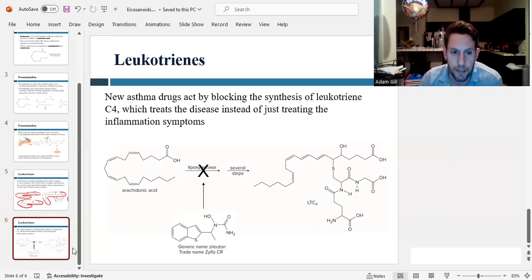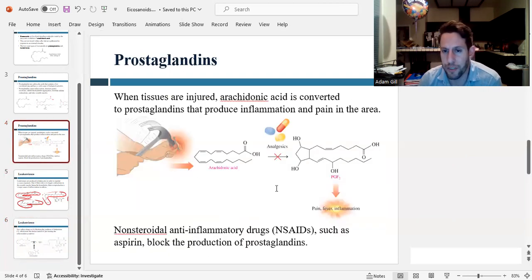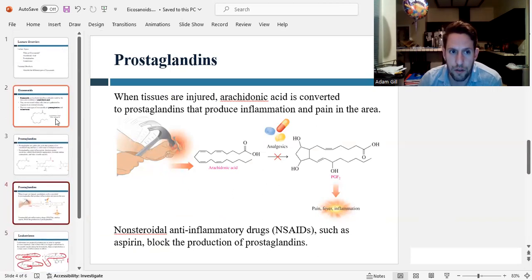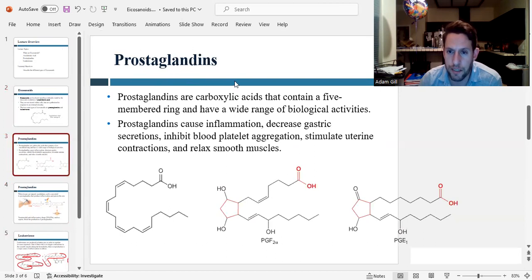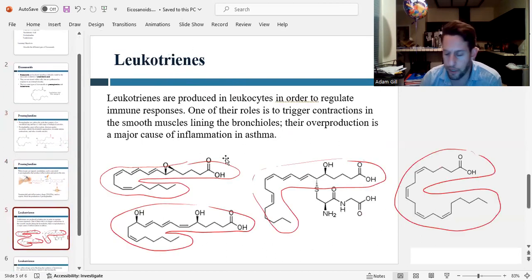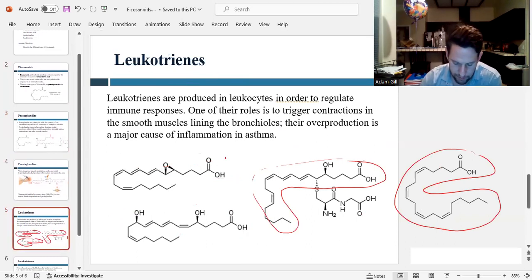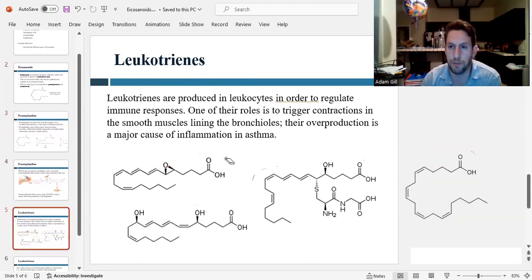So you don't need to know about the drugs. That was just some interesting examples for you. What you do need to know are that eicosanoids are made from arachidonic acid, which is an essential fatty acid. The two types are prostaglandins, which have this general structure, and the leukotrienes, which have these general structures.